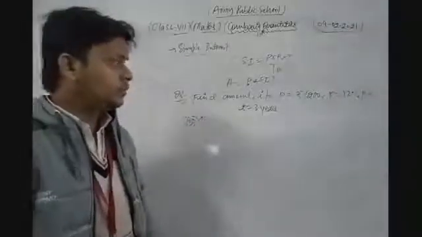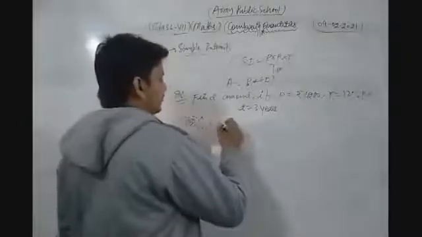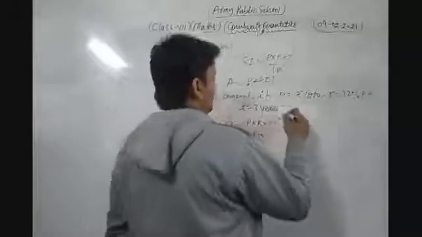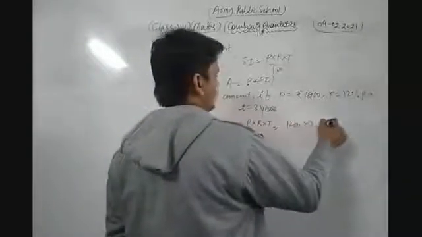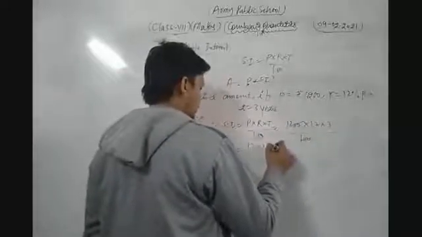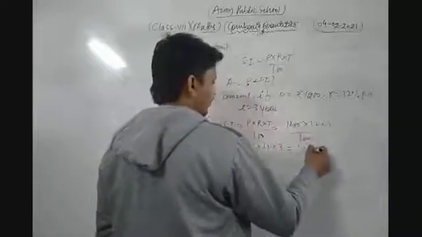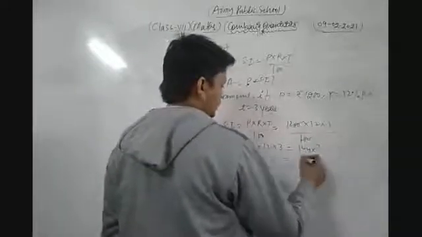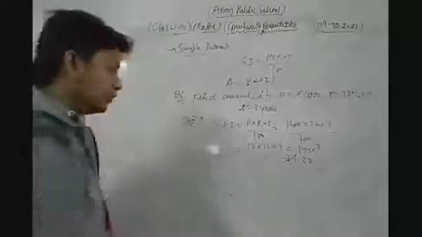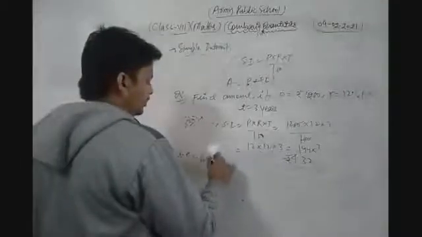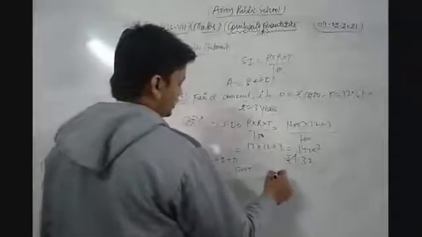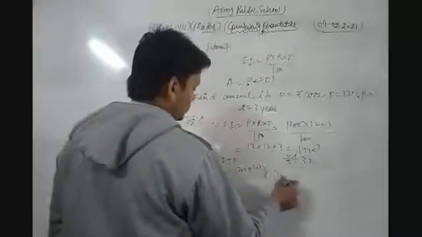Now, dear student, first of all we find the simple interest. Since we know that the formula for the simple interest is P into R into T upon 100, so P is 1200 into 12 into 3 upon 100. So the 100 cancels with 1200, leaving 12 into 12 into 3. 12 into 12 is 144, into 3 is 432. Thus in this way we find the simple interest. Now the amount will be A is equal to simple interest plus principal, that is 1200 plus 432, that is 1632 rupees. So this is the answer.